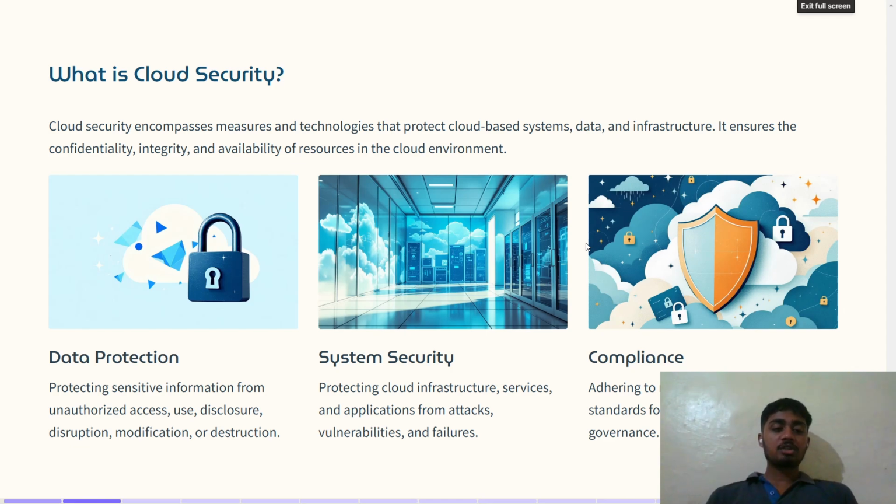Now, data protection is the first point. Protecting sensitive information from unauthorized access, use, disclosure, disruption, modification, or destruction comes under data protection. System security means protecting cloud infrastructure, services, and applications from attacks, vulnerabilities, and failures. Adhering to relevant regulations and standards for data privacy, security, and governance comes under compliance.